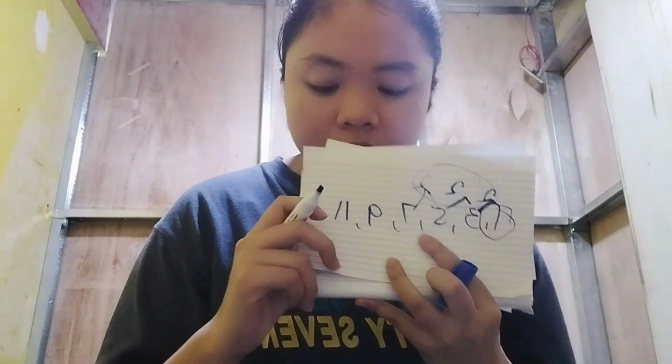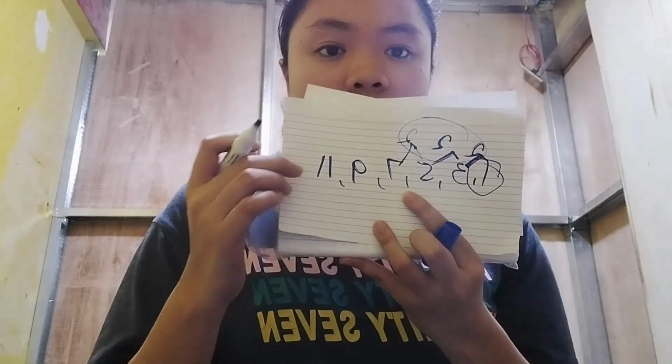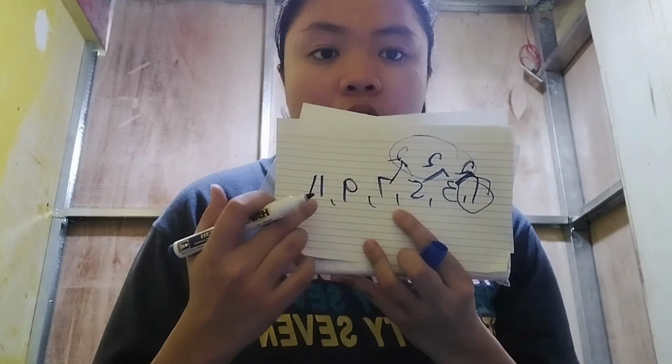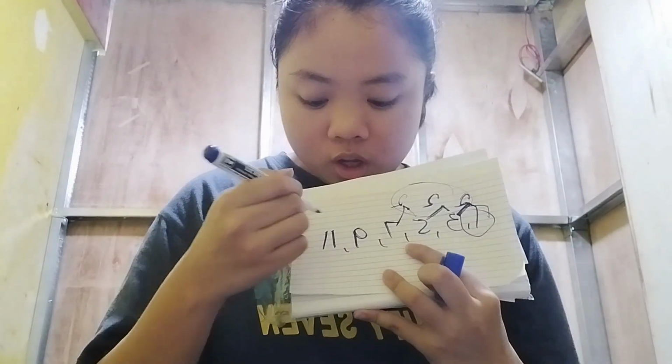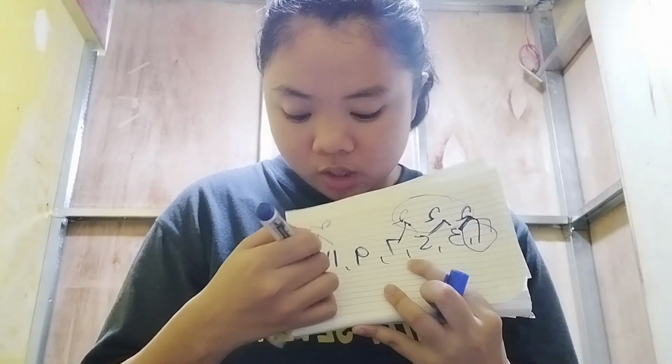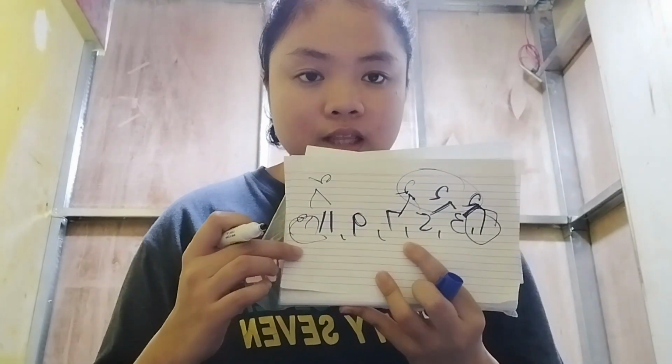So next, how are we going to know what is the next term after 11? In order to know the next term after 11, we need to add the constant d, which is 2. So 11 plus 2 is equal to 13. So our next term is 13.